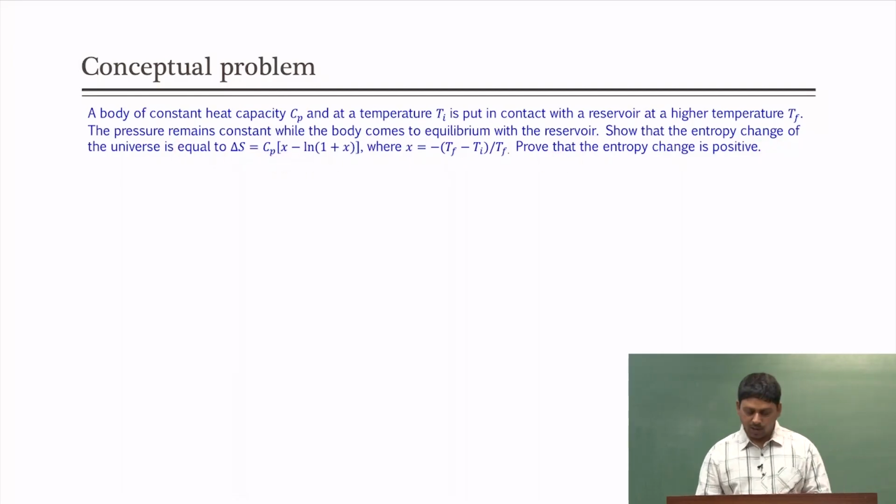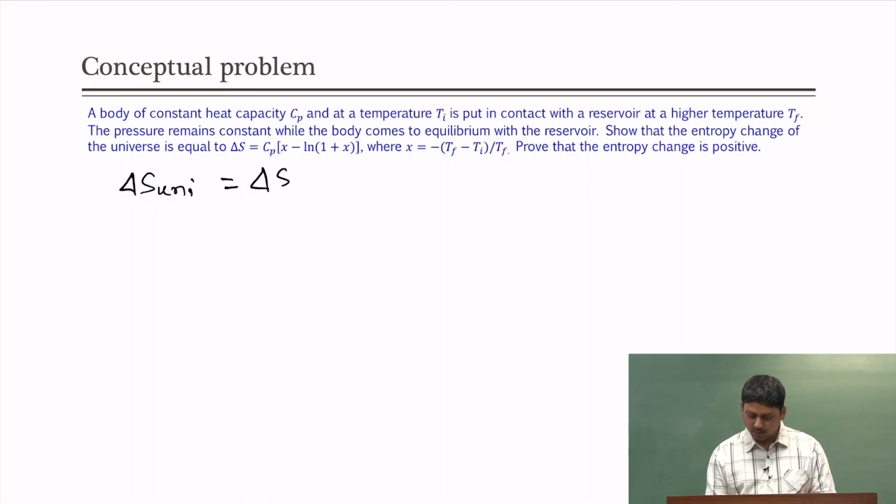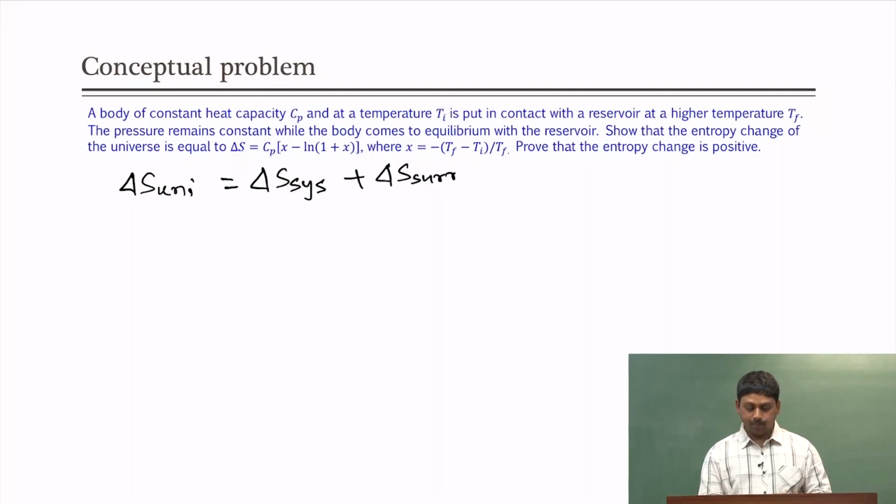Now, you see we are talking about the entropy change of the universe. So, the entropy change of the universe is equal to the entropy change of the system plus the entropy change of the surrounding, and we have to calculate both of them. So, here the heat capacity is Cp and the temperature is Ti, in contact with a high temperature Tf. So, what is the change in the heat that we see, the reversible heat?